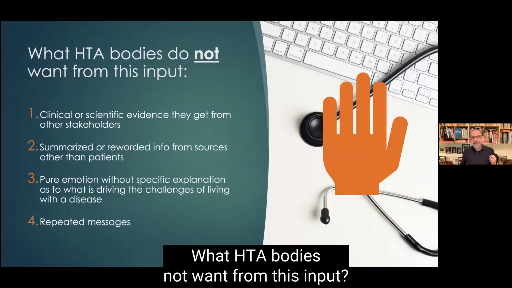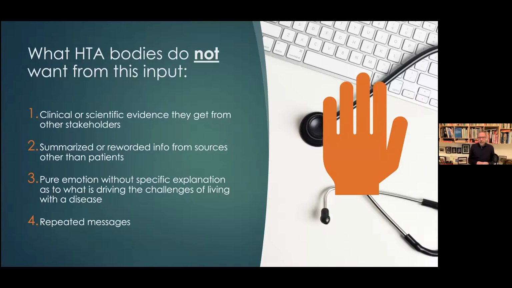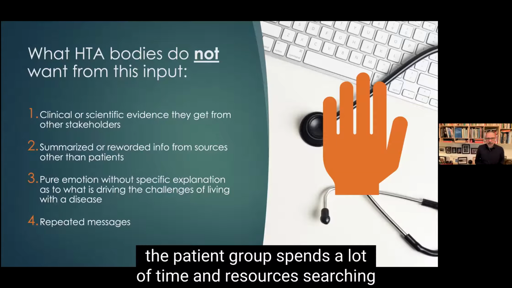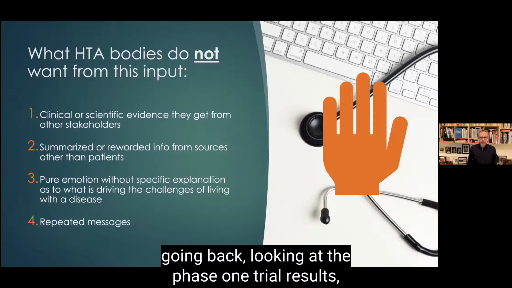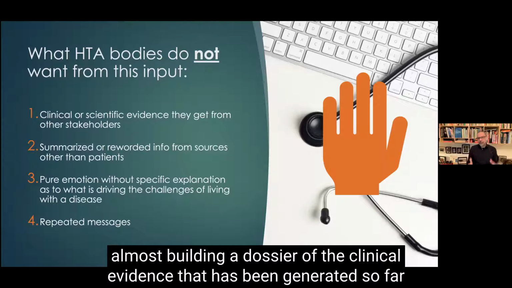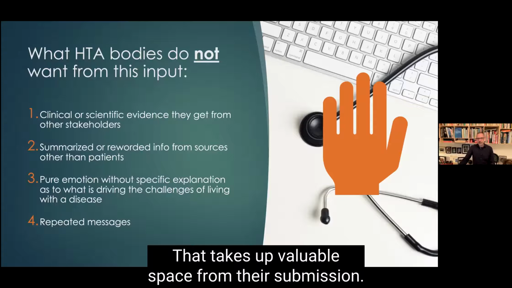But what do HTA bodies not want from this input? What goes wrong when patient groups are inputting into HTA? We see quite a lot of cases where the patient group spends a lot of time and resources searching for the clinical studies and the scientific evidence, going back, looking at the phase 1 trial results, almost building a dossier of the clinical evidence that has been generated so far. And they put that into their submission. And that takes up valuable space from their submission.